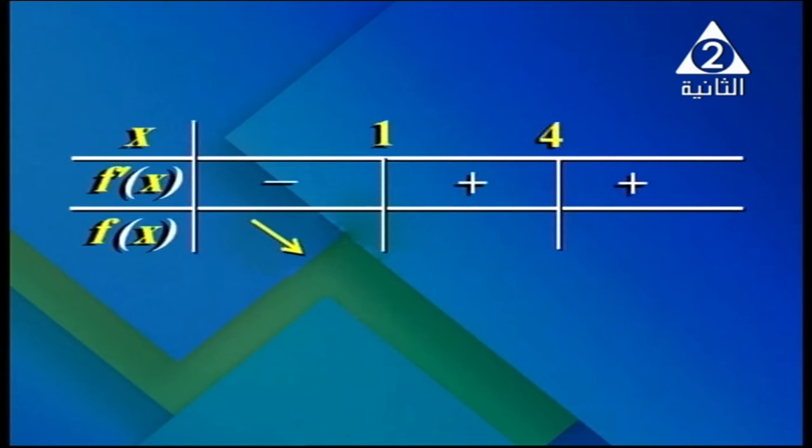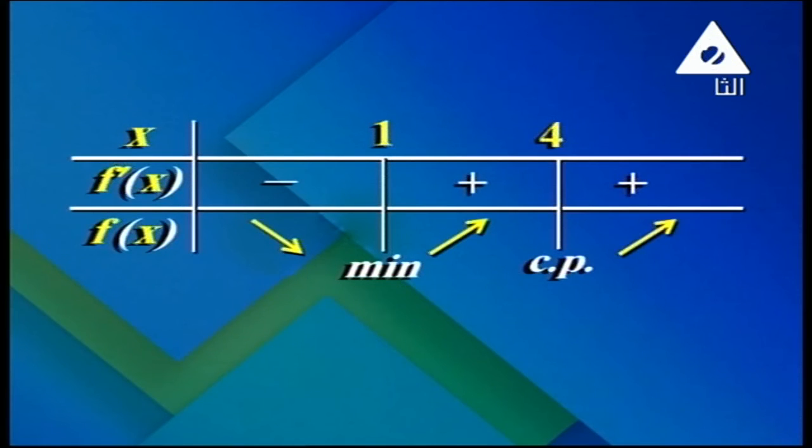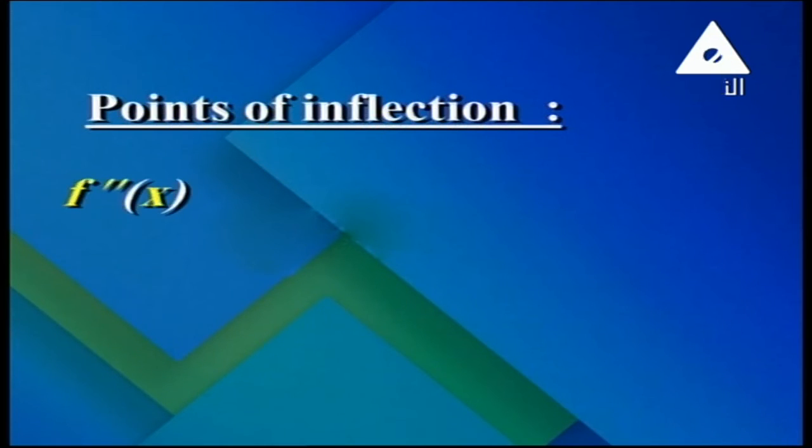The function in the first interval, from negative infinity to 1, is decreasing, and has a minimum at x equals 1. In the second interval, the function is increasing on the open interval (1, 4). From the critical point, in the third interval from 4 to infinity, f dash of x is positive, then the function is increasing. For the point of inflection, we use f double dash of x equals what?